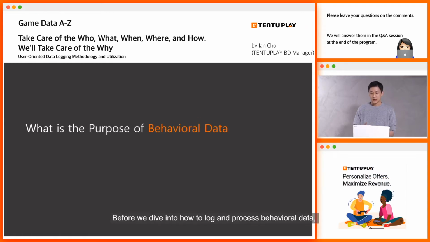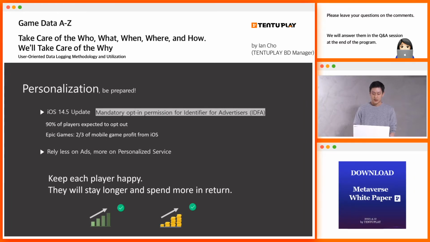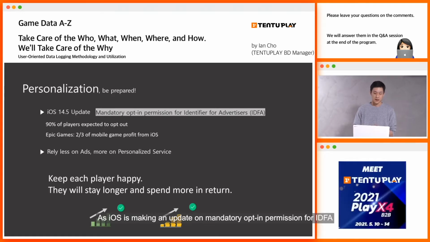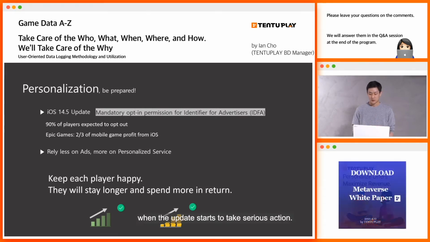So before we dive right into how to log and process behavioral data, I want to make it clear what the ultimate purpose of collecting behavioral data is. As iOS is making an update on the mandatory opt-in permission for IDFAs, your games will inevitably lose revenue on targeted ads. Already 30% of your mobile game players are actively going into the settings to disable IDFAs. And according to Market Insight, 90% of players are expected to opt out when the update starts to take serious action.